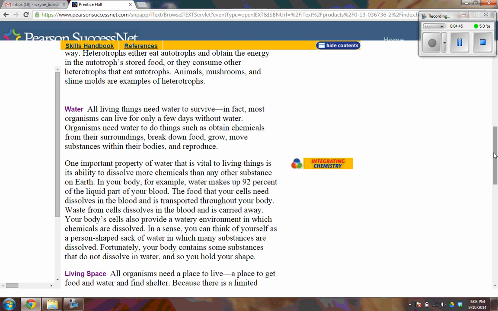One important property of water that is vital to living things is its ability to dissolve more chemicals than any other substance on Earth. In your body, for example, water makes up 92% of the liquid part of your blood. The food that your cells need dissolves in the blood and is transported throughout your body. Waste from cells dissolves in the blood and is carried away. Your body's cells also provide a watery environment in which chemicals are dissolved. In a sense, you can think of yourself as a person-shaped sack of water in which many substances are dissolved. Fortunately, your body contains some substances that do not dissolve in water, and so you hold your shape.